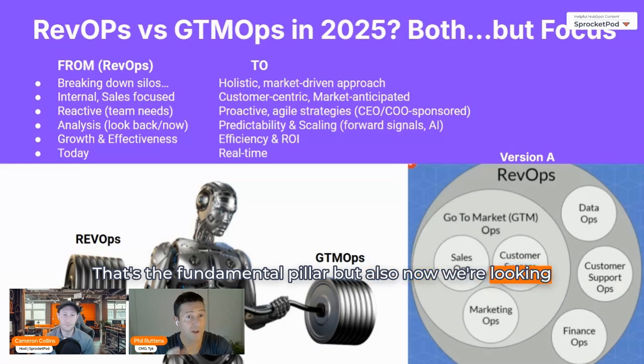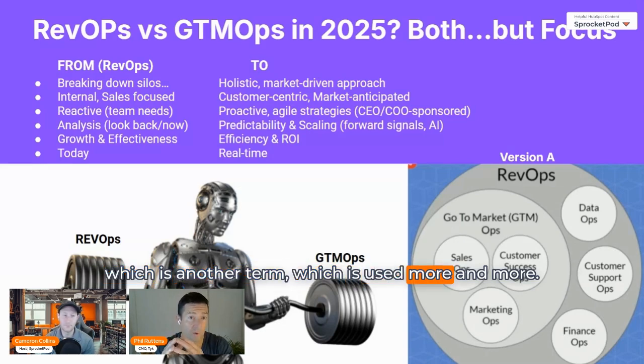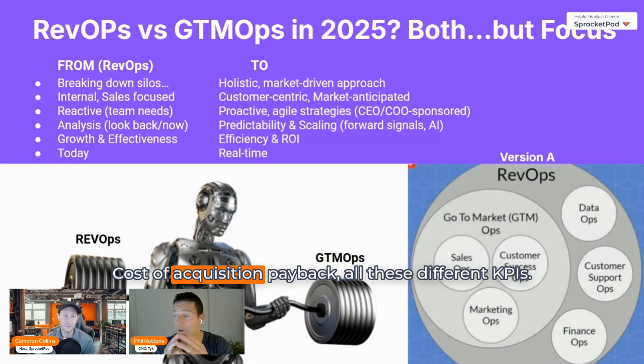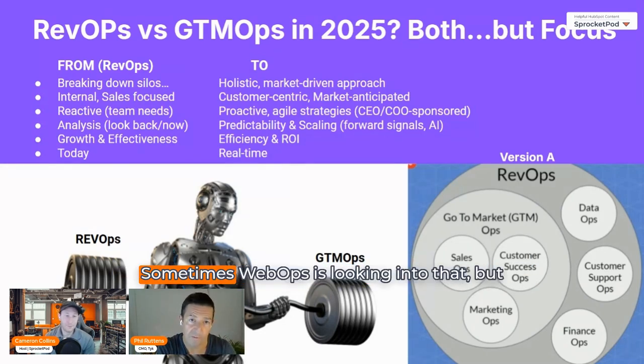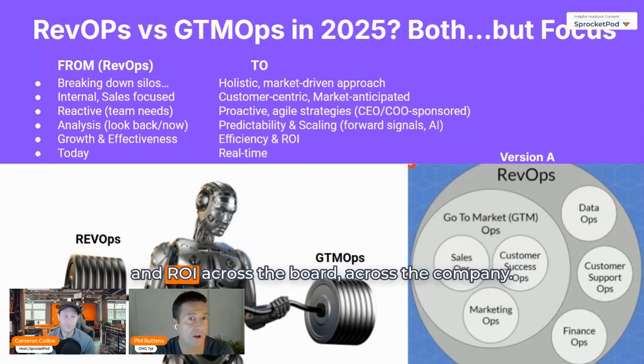But also now we're looking more and more in terms of the boards and the GTM efficiency, which is another term which is used more and more. Cost of acquisition, payback, all these different KPIs. Sometimes RevOps is looking into that, but GTM Ops is very much more towards efficiency and ROI across the board, across the company.